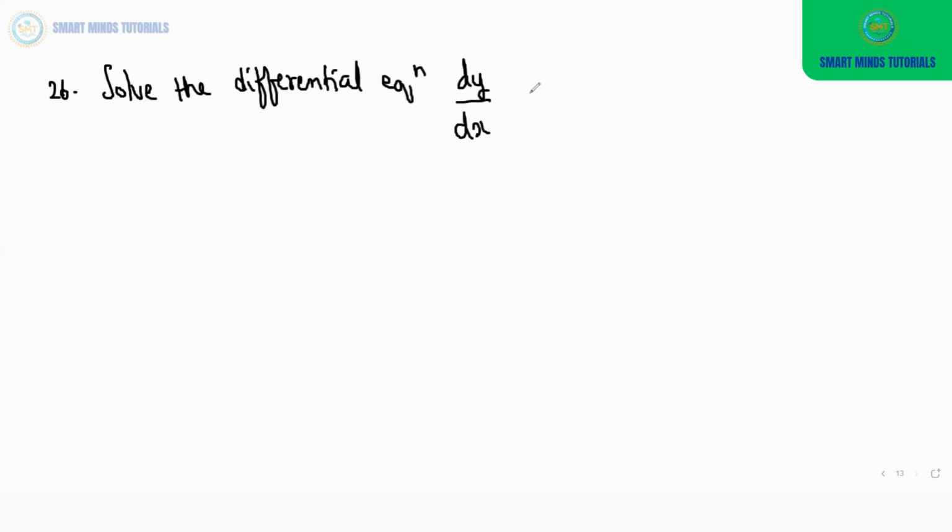Next. Take a question from differential equation. Solve the differential equation. dy by dx is equal to xy plus y by xy plus x.